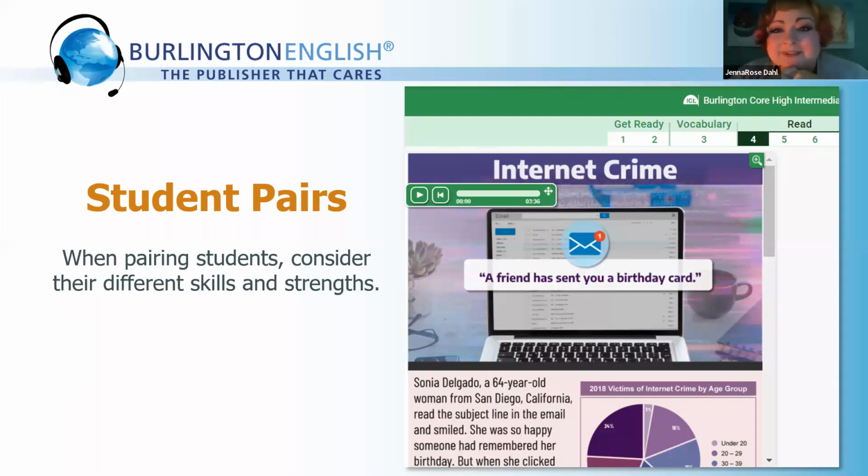So just for example, this is a screenshot from a Burlington lesson on internet crime. So maybe I've got one student who is a great reader, really confident with reading, and they've never touched a computer before. And then I've got another student who maybe was an IT person in their home country. They're really comfortable with computers and technology, but maybe their English reading level is low. Those two might be a great pair because the student with the higher reading might be able to help the other student with the lower level reading. But even though that student has a lower reading level, they might be able to help with some of these ideas about technology or computers or internet crime, just as a topic.